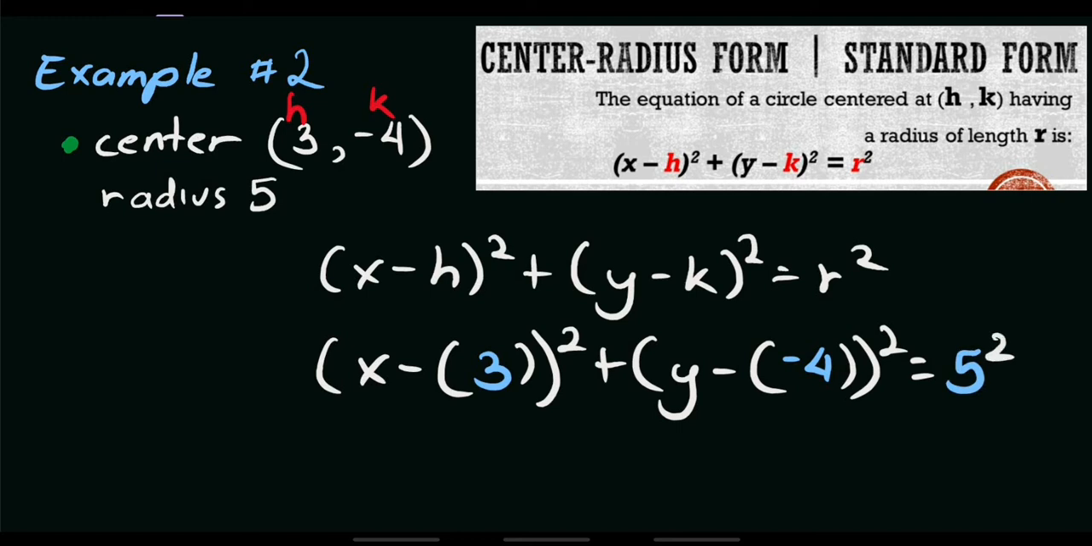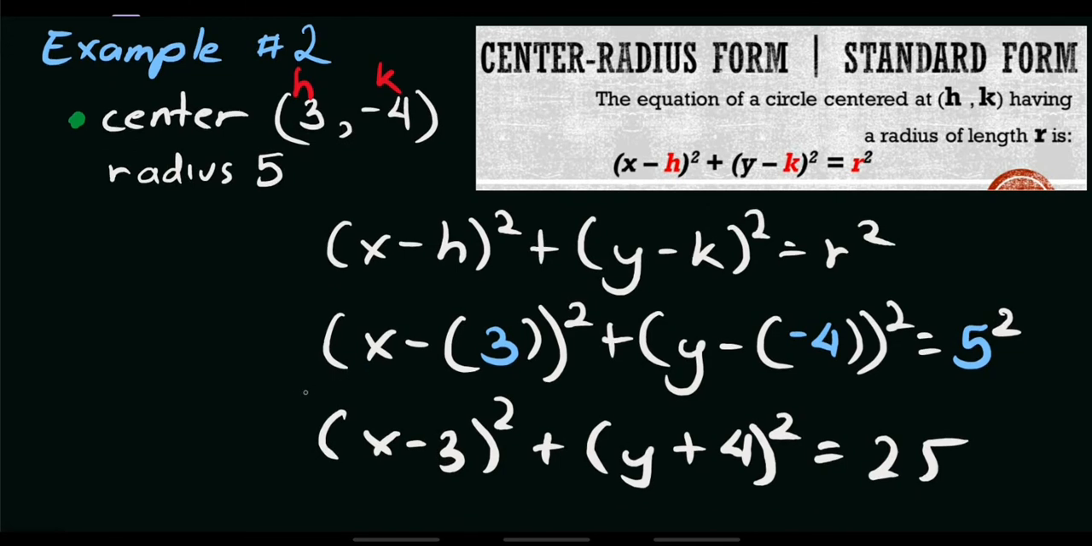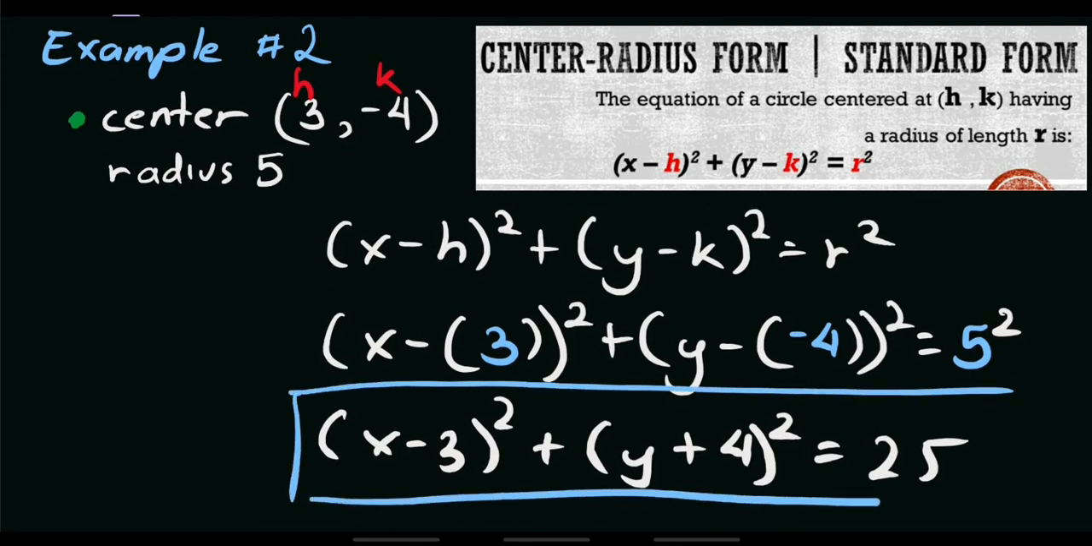Next step is to simplify this. Therefore, we have the quantity of x minus 3 squared plus the quantity of y, we have this minus negative 4. So we have two negative signs, therefore that is equal to positive 4. Just change the sign. So squared is equal to 5 squared, that is 5 times 5 or simply 25. And that's it. So that is the equation of this circle.